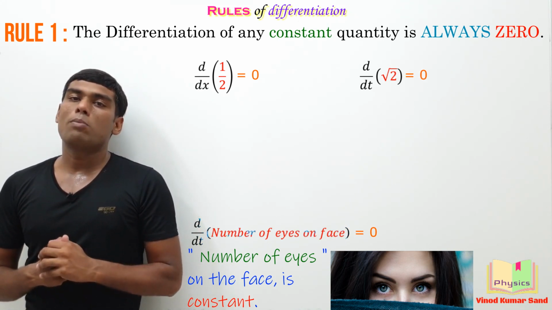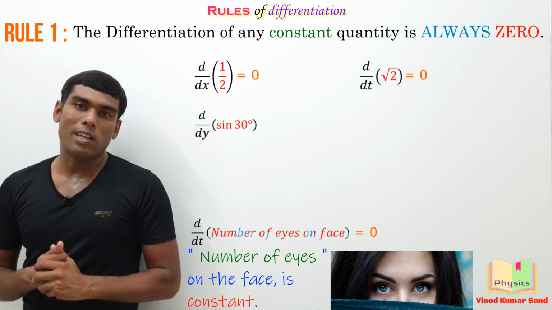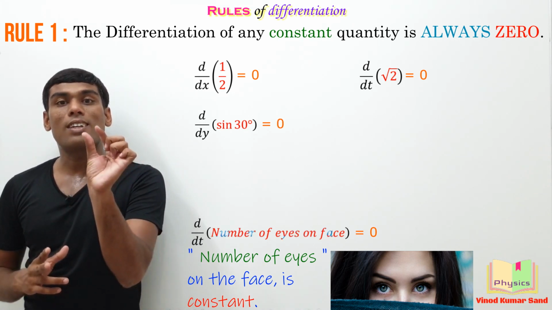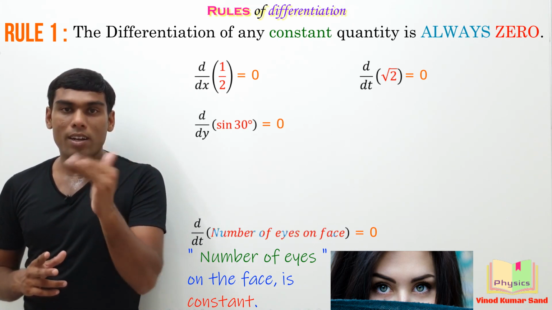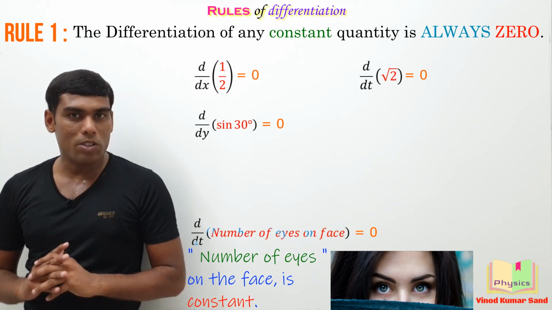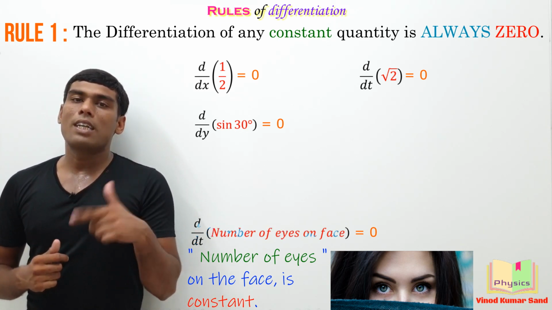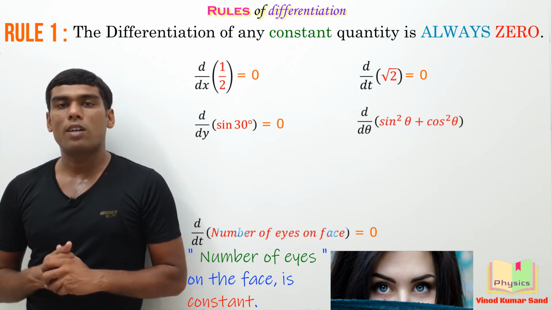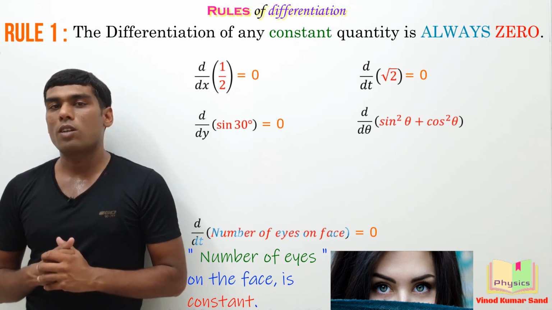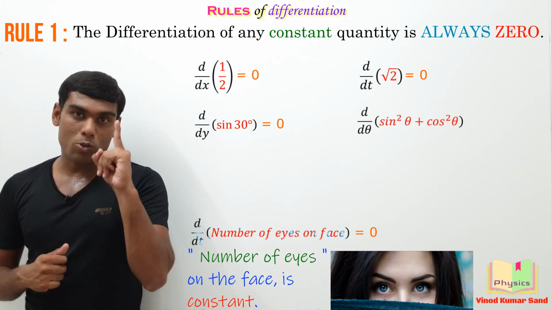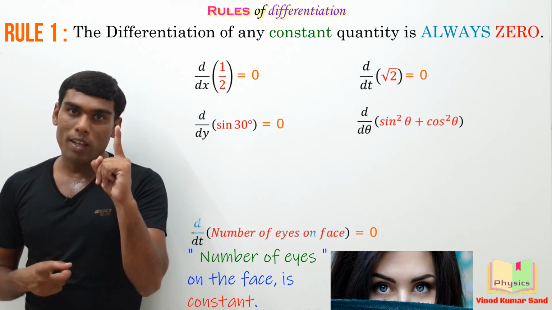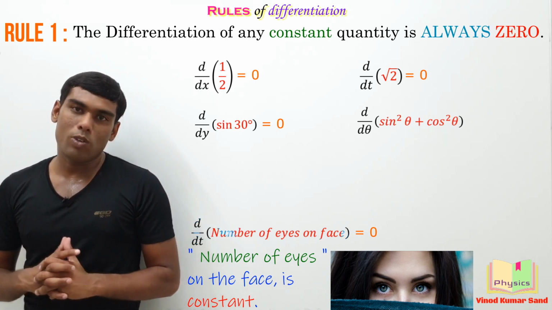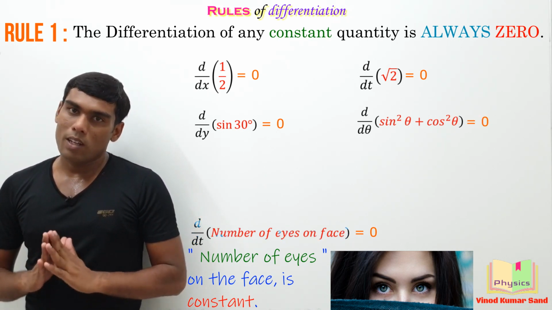Okay. D by dy of sine 30 degree. That will also be 0, because sine 30 degree is again half, and the rate of change of half is 0. Half is a constant. Next example. D by d theta of sine square theta plus cos square theta. Speak up, what should be the answer? Sine square theta plus cos square theta is equal to 1, and 1 is a constant, and differentiation of any constant is always 0. Clear?